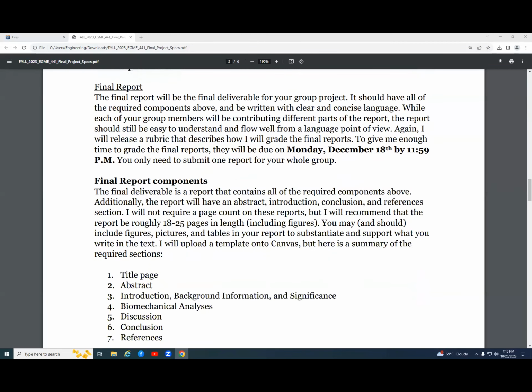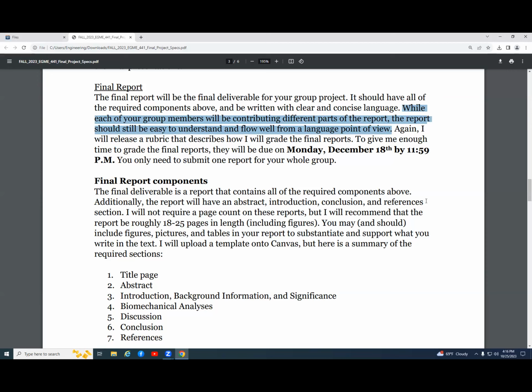And then the other deliverable, of course, is going to be your final report. The final report does have more content than what's going to be in your presentation, and it should have all of the required components above. This part's important. I know that whenever you have a group project, each person in your group is probably going to be responsible for different components of the report. That's naturally what makes the most sense for a group project like this.